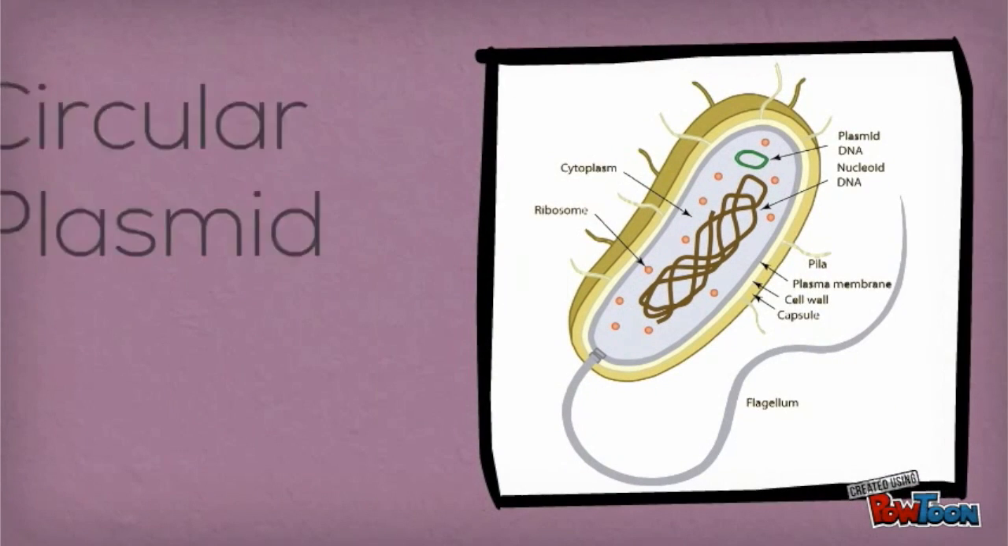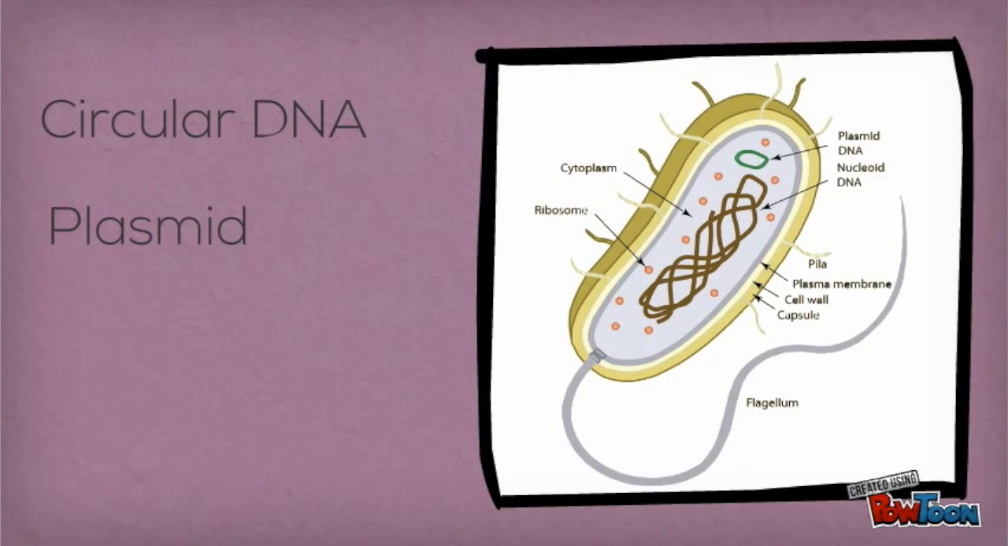Flagellum aids movement of bacteria. The circular DNA possesses the genetic information for the replication of cells. The plasmid possesses genes that aid its survival in adverse conditions.